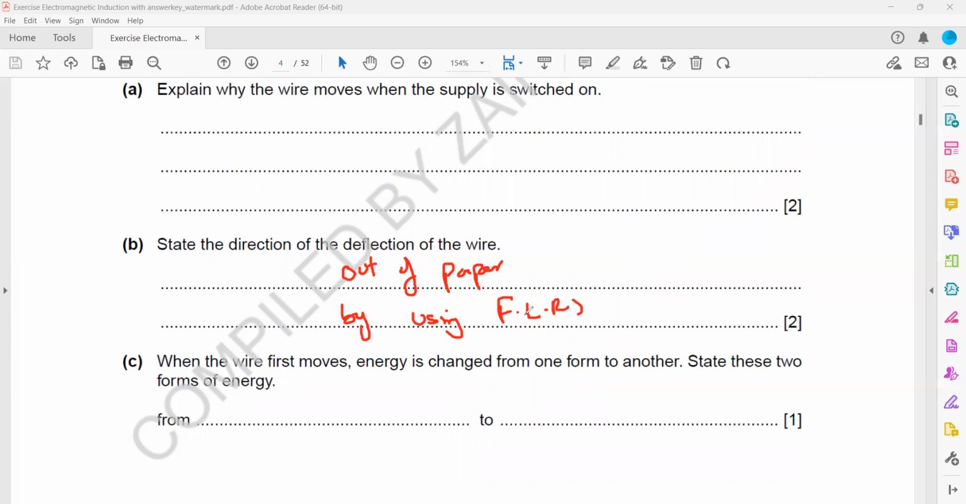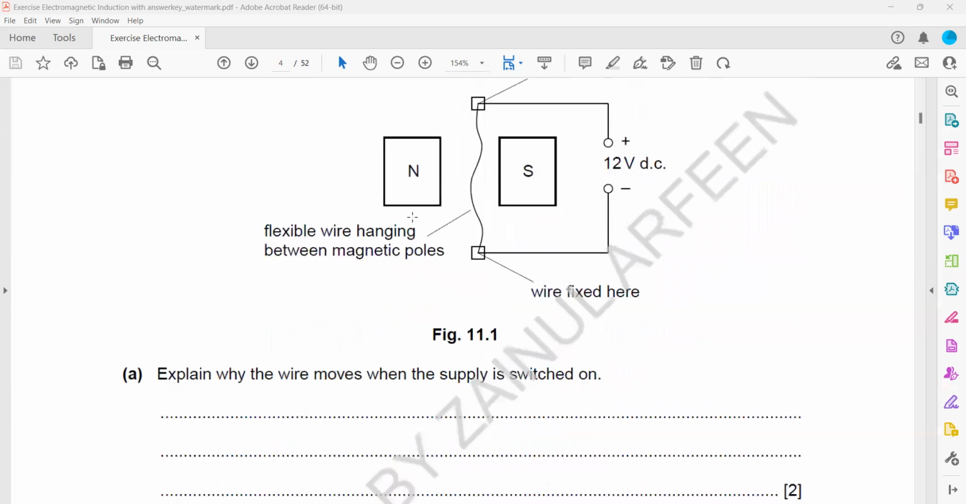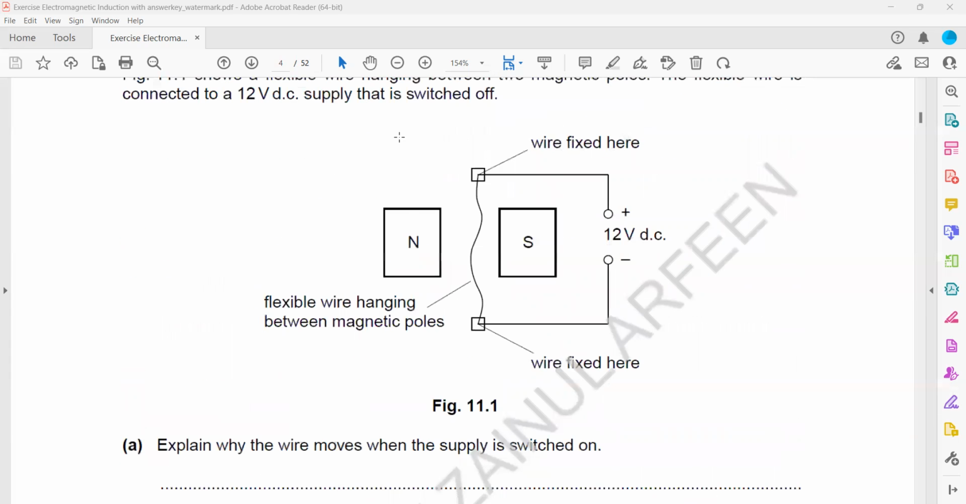In the diagram, what is happening? A current passes in the wire. Whenever a current is passing in a wire, it produces a magnetic field, and that magnetic field interacts with a permanent magnet. So there are two magnetic fields. One is the magnetic field of the wire, and the other is the magnetic field of the magnet.